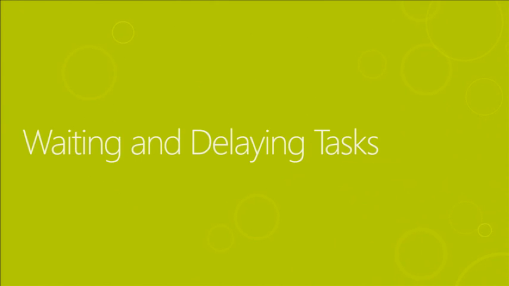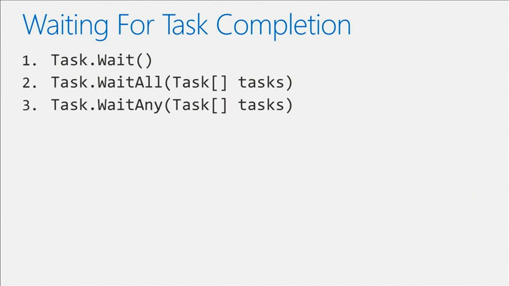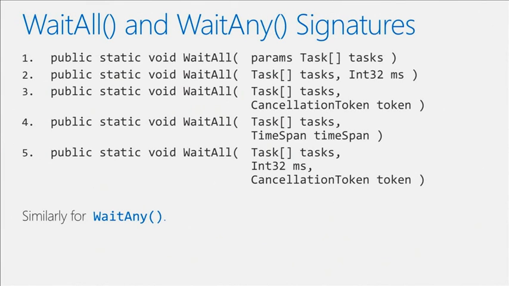On waiting for tasks to complete and using tasks to delay operation of other code. If you need to wait for tasks to complete, you can either just call the wait method, or you can pass in an array of tasks that you want to wait for all of them to complete or any one of them to complete. And you can see they have a number of different signatures there. The first one, you can pass in an array of tasks, or you can just pass in the tasks separately, task 1, comma, task 2, comma, task 3, and they'll be gathered up into an array automatically for you.